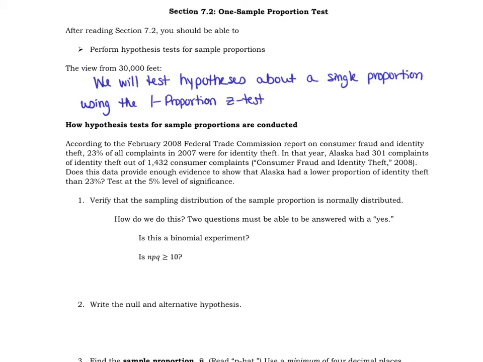Okay. So something like, 20% of people believe this. 15% of all M&Ms manufactured in a standard package are orange, whatever. Okay. Percentages or proportions is what we're dealing with.